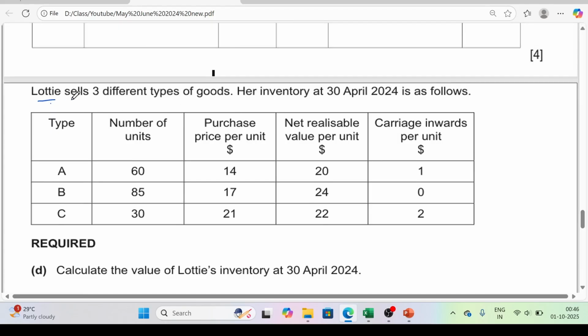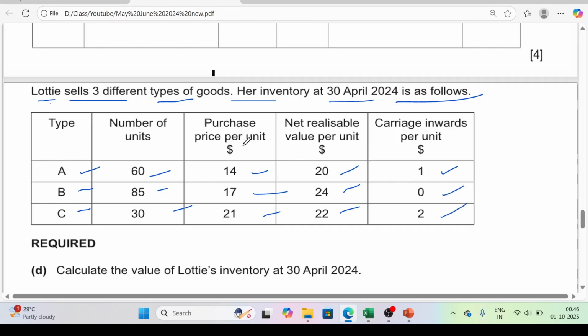Here, Loti sells three different types of goods or inventory at 30th April 2024 as follows. Types A, B, C; number of units 60, 85, 30; purchase price per unit 14, 17, 21; net realizable value per unit 20, 24, 22; carriage inward per unit 1, 0, and 2.